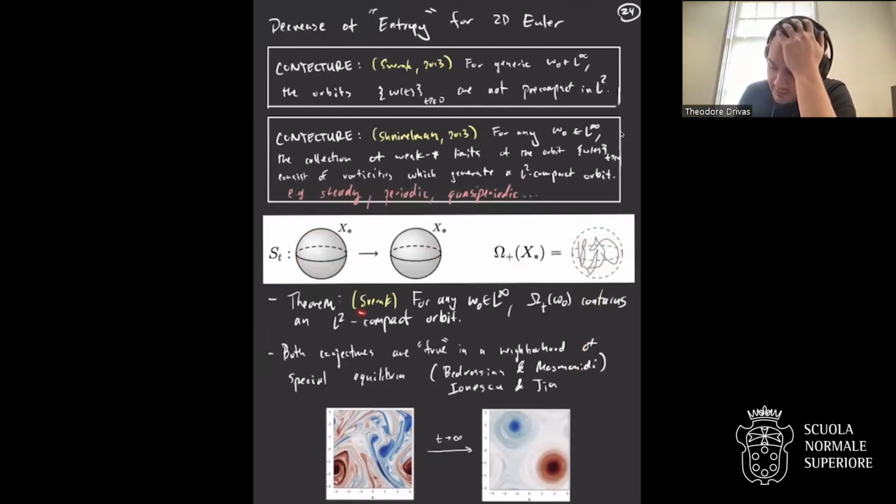First, in his lecture note, Schwarak proves that for any initial vorticity, this set, the omega limit set, contains at least one L2 compact orbit for Euler. So they are there. And so the conjecture of Schnellmann is just that everything in here is that.